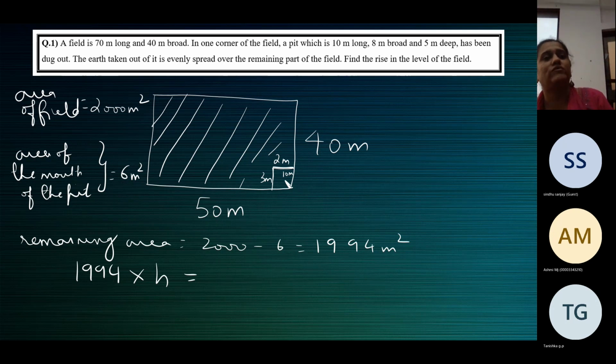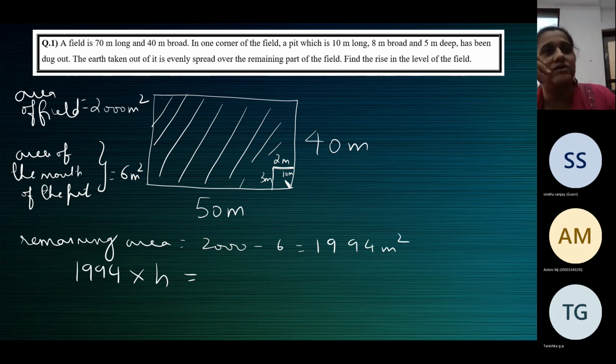So what will be the volume of the earth? The height is because of the earth which is dumped on the field. Now the remaining area 1994 into the height of the platform is equal to the volume of the earth. And what is the volume of the earth? The volume of the pit. What is 1994 into height? The volume of the earth dumped on the remaining part of the field. Because it's volume, there is height. If it's area, there is no height.